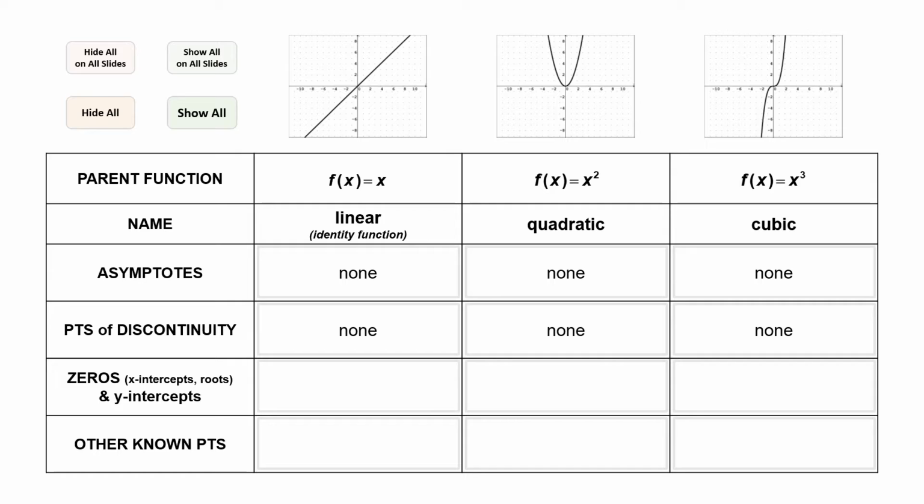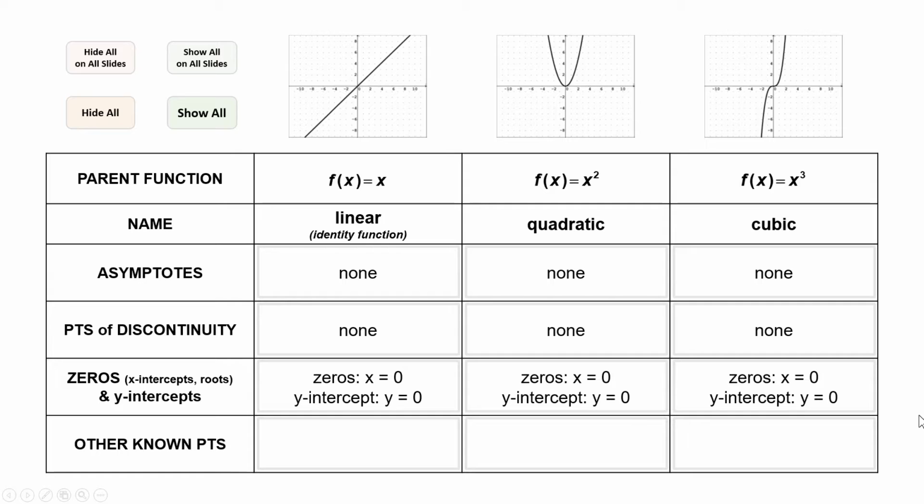Let's go ahead and look at the zeros of each of these graphs. Another element of being a polynomial is that they all share the same zero and y-intercept. Literally, their graphs all cross at the origin. So their zeros are going to be at x equals 0, and therefore their y-intercept will be at y equals 0. Same is going to happen for quadratic and for cubic.